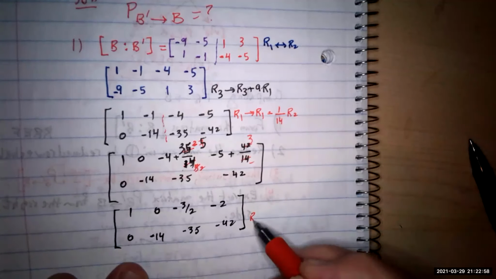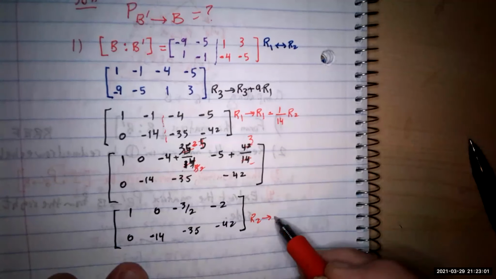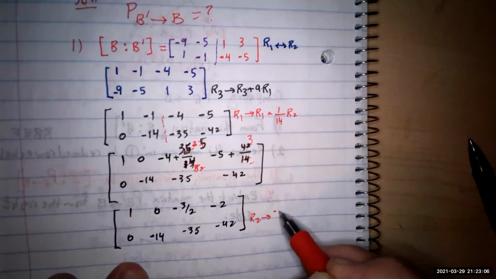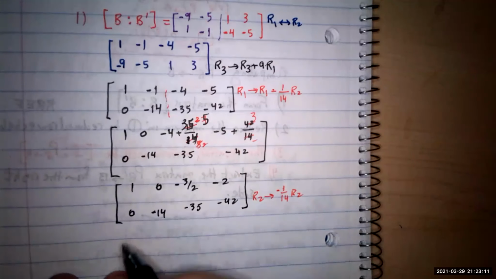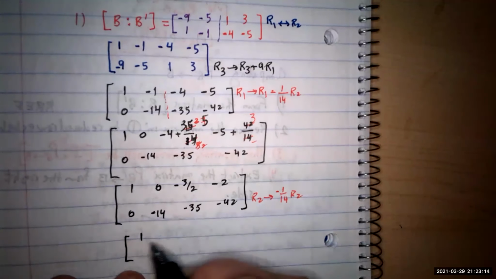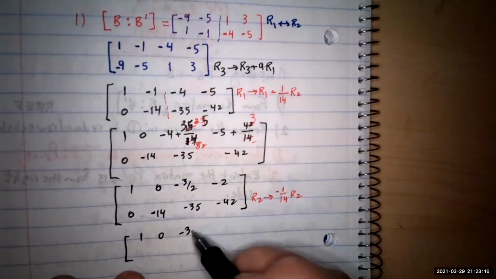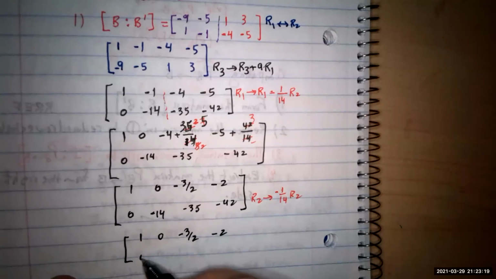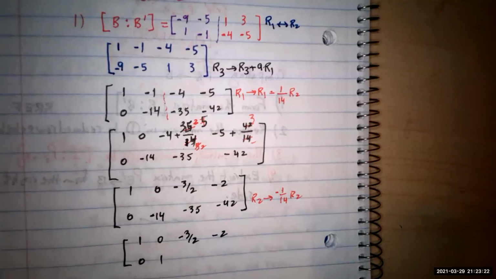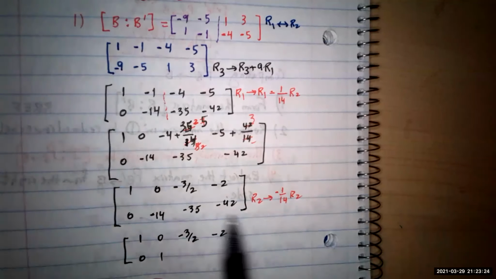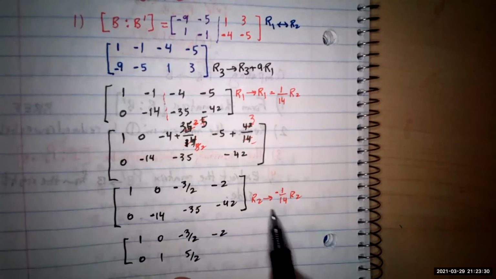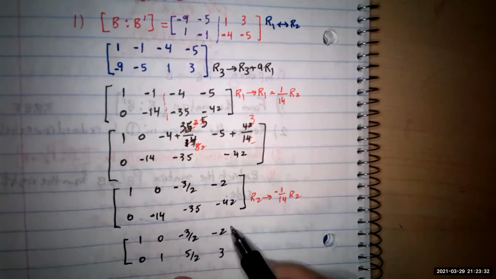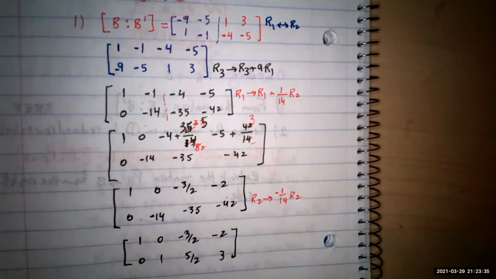Okay, so it's going to be R2, okay, it's going to be negative 1 over 14 R2. Okay, so if you do it, eventually this is going to be 1 is 0, negative 3 half, negative 2, and it's going to be 0, 1. Okay, 0, 1. If you divide this one and simplify it by 7, that gives a 5 half, and this is going to be simply 3. You see, eventually I got it.